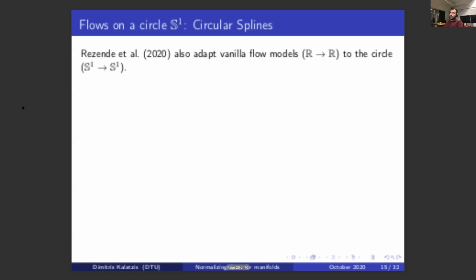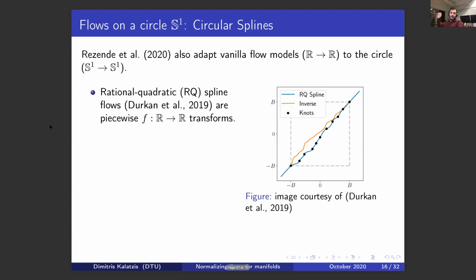For the next model on the circle, one option we have is to take models defined in Euclidean space and to adapt them on the circle. Resende et al. showed how to do that for rational quadratic spline flows. Rational quadratic spline flows were first introduced by Durkan et al., and they are piecewise functions from R to itself.